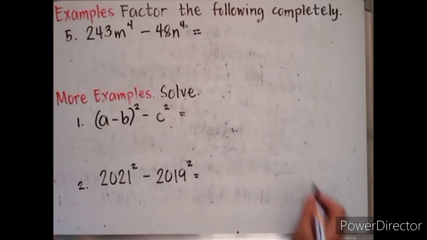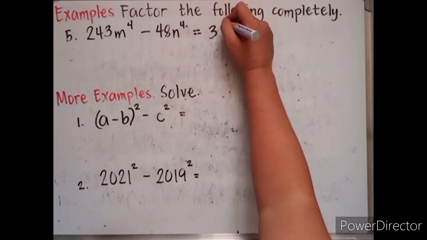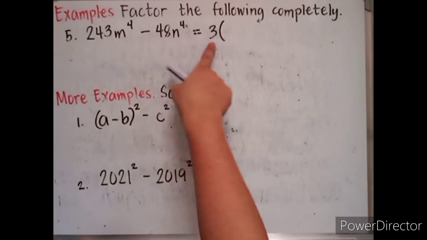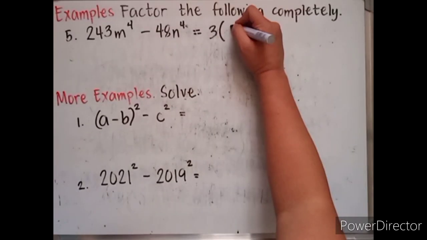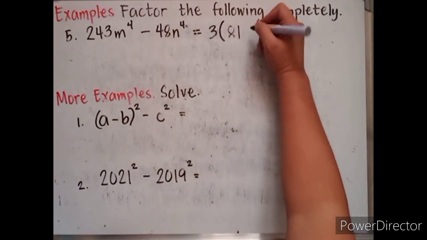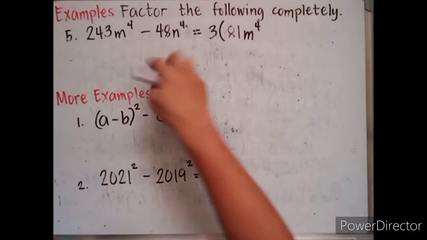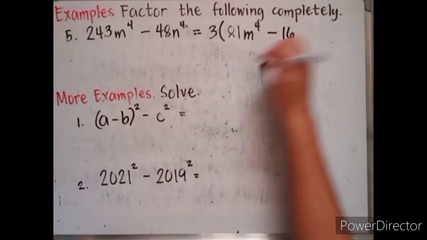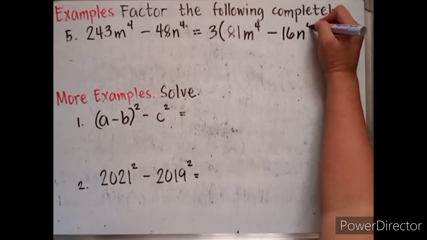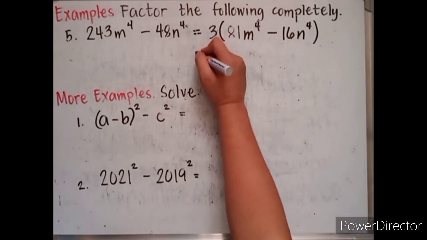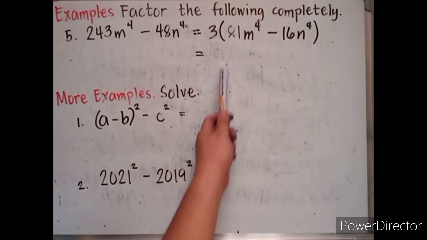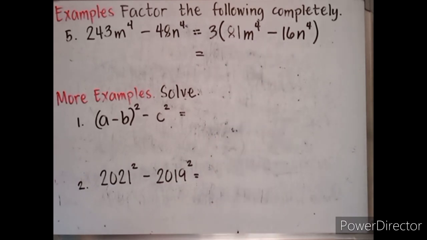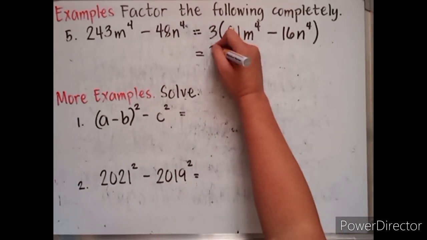243 divided by 3. Okay, so 24 divided by 3 is 8. 3 divided by 3 is 1. So that's 81. Copy m to the 4th, minus 48 divided by 3. So that is 16. Copy n to the 4th. Okay, so let's try to see. Does this fall under DTS? Minus, even ang exponents, perfect square numbers. Okay. So, pwede na natin i-factor by DTS.